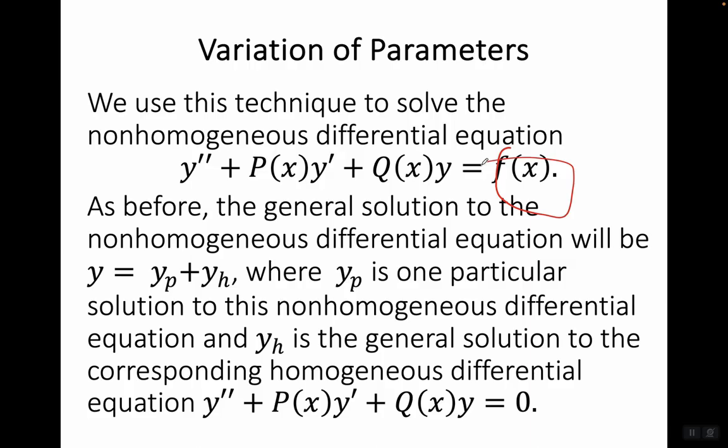As before, the general solution to the non-homogeneous differential equation will be y = y_p + y_h, where y_p is one particular solution to this non-homogeneous differential equation, and y_h is the general solution to the corresponding homogeneous differential equation, y'' + p(x)y' + q(x)y = 0. This is called homogeneous because the right side is 0.